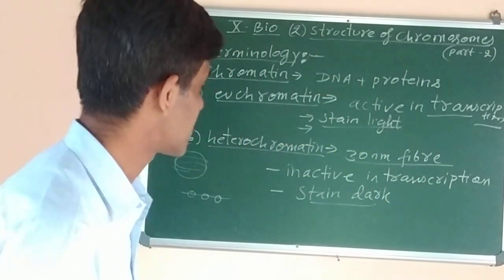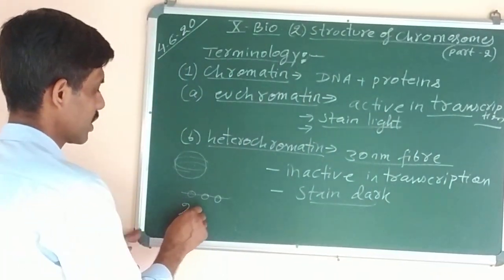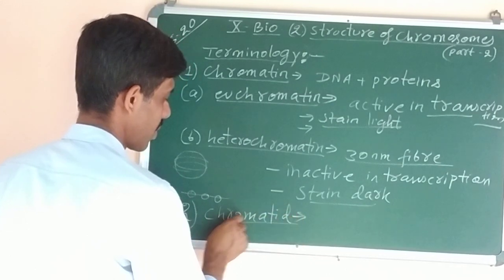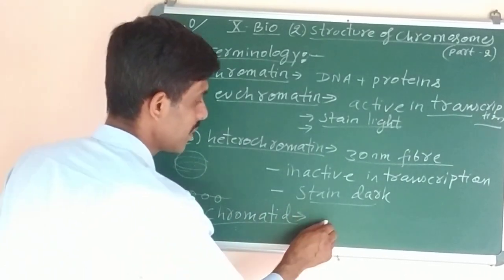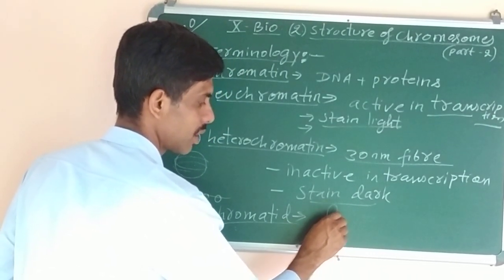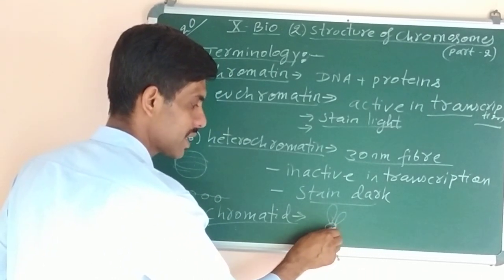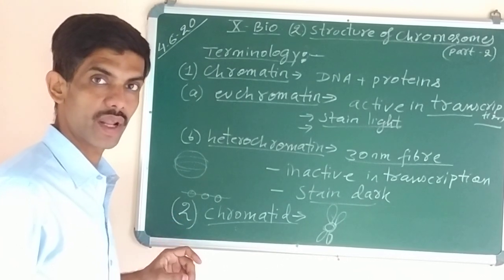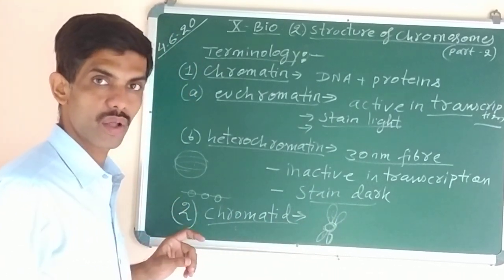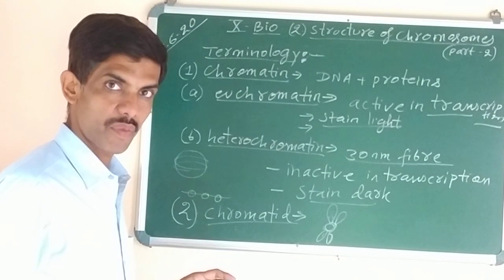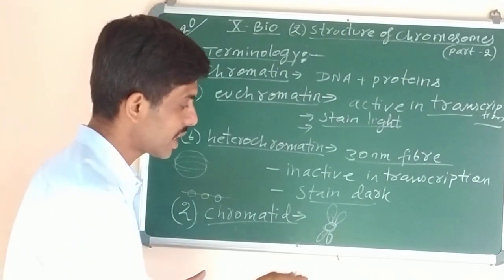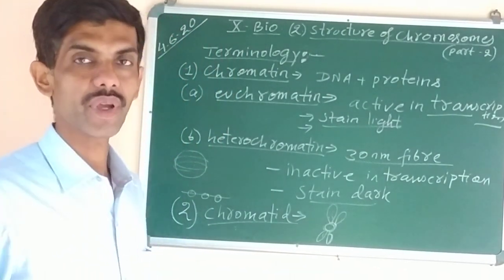Now the next point is number 2. The second term that we have to do is chromatid. First one was chromatin, second one is chromatid. What is chromatid? You may have seen that this is one chromosome which consists of two arms. I am drawing two arms, and both of them are attached in the middle with the help of a point called centromere. So till both the arms are attached at the centromere, it is called a chromosome. But once they separate, they become chromatids.